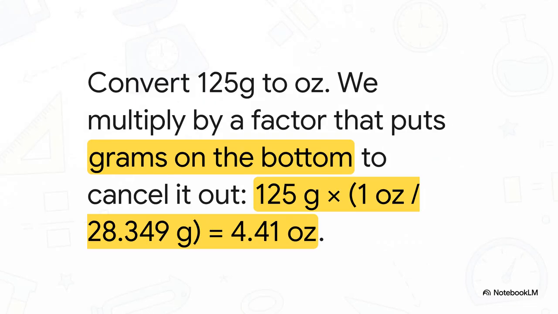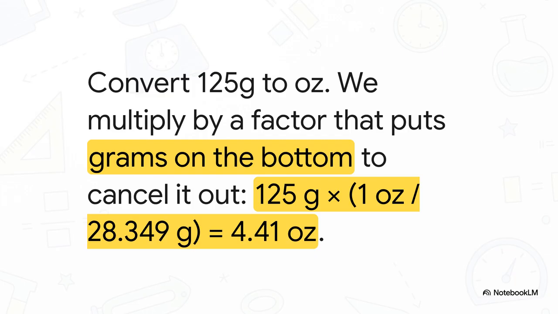Let's try one. A competition frisbee weighs 125 grams. We want to know what that is in ounces. So we take our 125 grams and we multiply it by our conversion factor. Now here's the key. We put grams on the bottom of the fraction. Why? So the grams on top and the grams on the bottom cancel each other out. See ya.